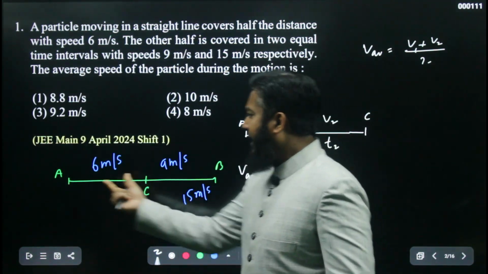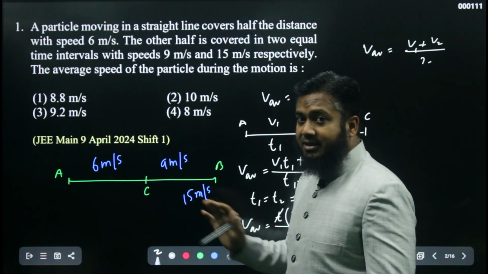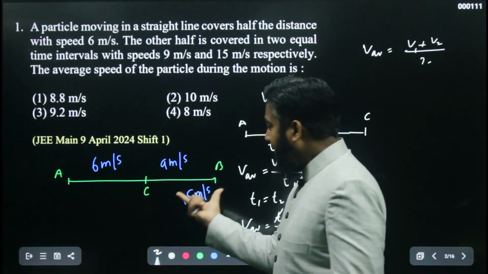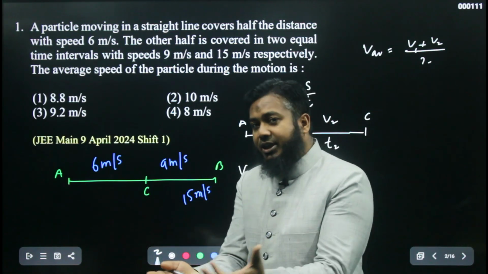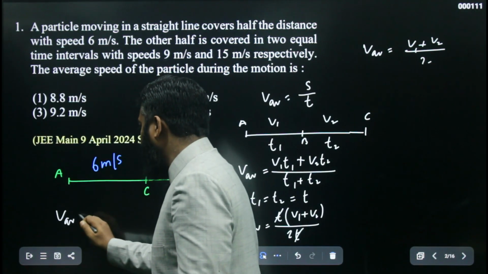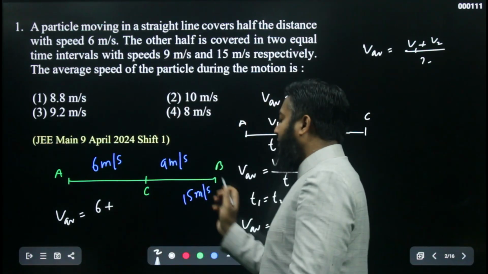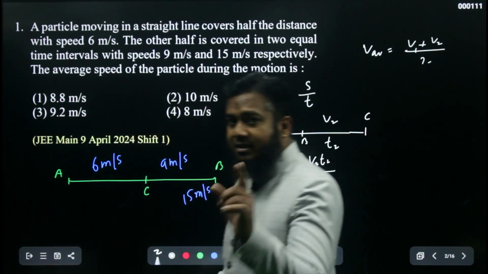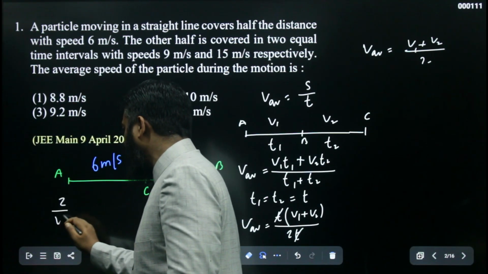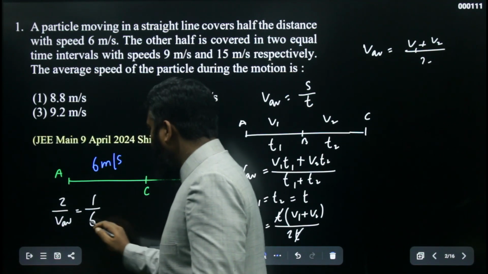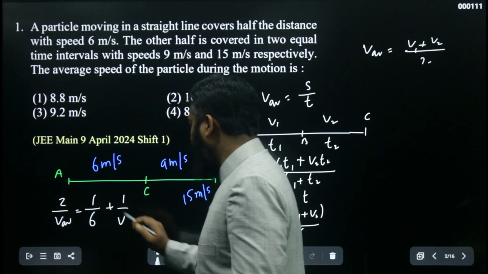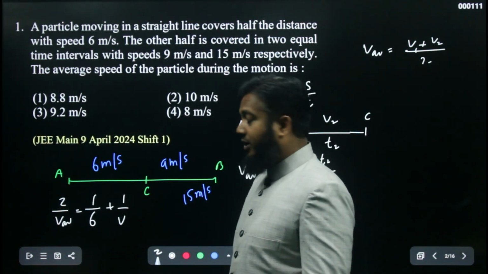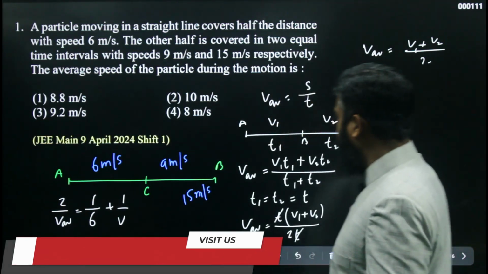Okay, the question is: A to C distance and C to B distance, these distances are same. So, for the first half the speed is 6, and for the next half we don't know the speed. If we could know the speed, then the average speed for the entire journey, say for the latter half the speed is some v. When distances are same, we write it like this: 2 upon v average is equal to 1 upon 6 plus 1 upon v. Okay, so what is left to know is the value of this v. If we can somehow find the value of v, we can find the average speed for the entire journey.